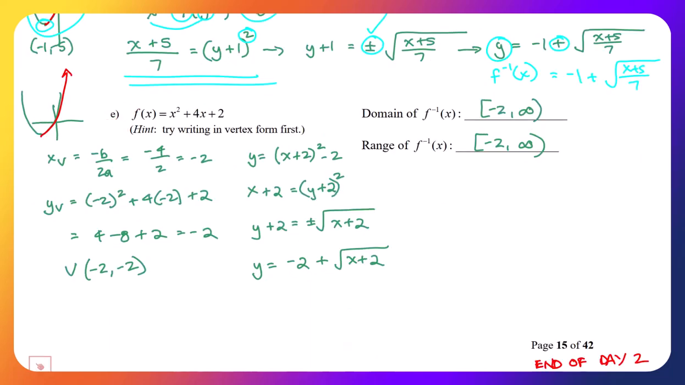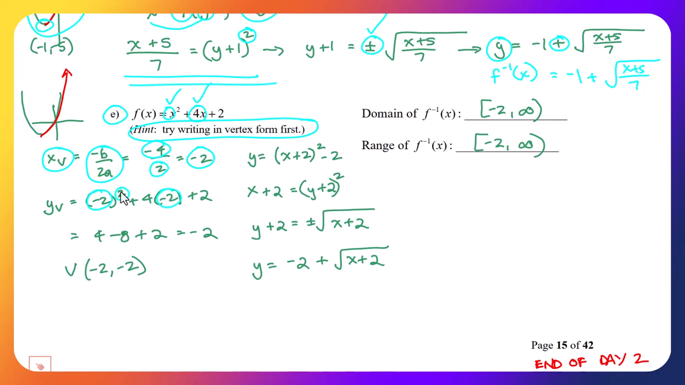For E, since they suggest we try writing the vertex form first, that's probably good practice. So we find the x-coordinate of the vertex with -b/2a. Quick reminder, here's b, the opposite is -4. A is 1 times 2 is still 2. I get -2 for the x-coordinate of the vertex. I replace the x values with -2.